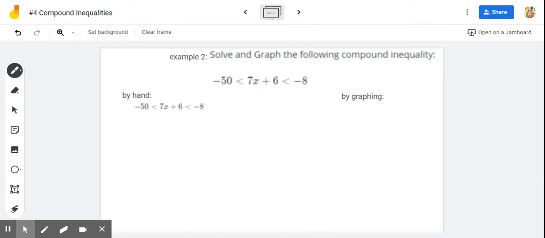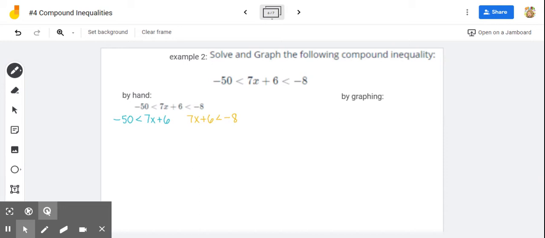And why it's different is because there's not separation. It doesn't say or, and it doesn't say and. Notice that the 7x plus 6 is sandwiched in between negative 50 and negative 8. So what we're going to have to do here is break it apart as such. So you'll do the negative 50 is less than 7x plus 6, but then you pick back up at 7x plus 6, and then you need the less than negative 8.